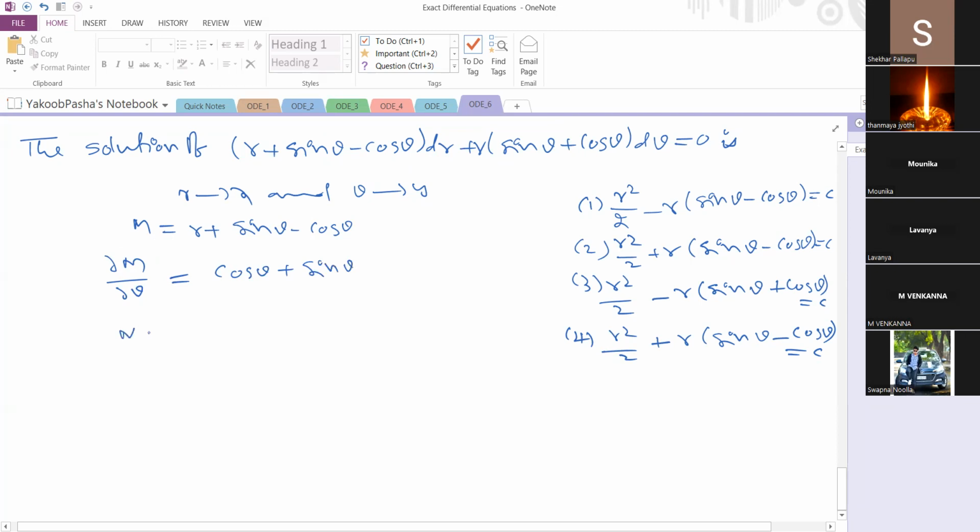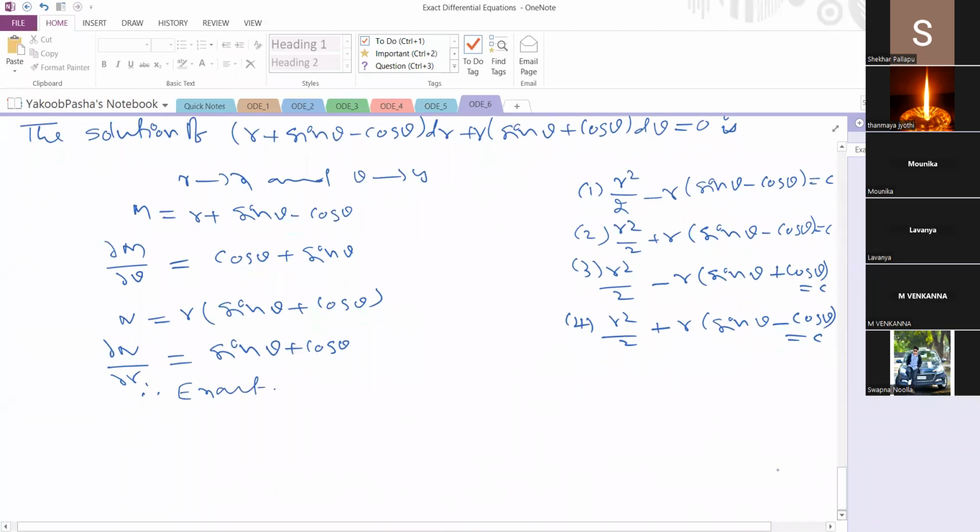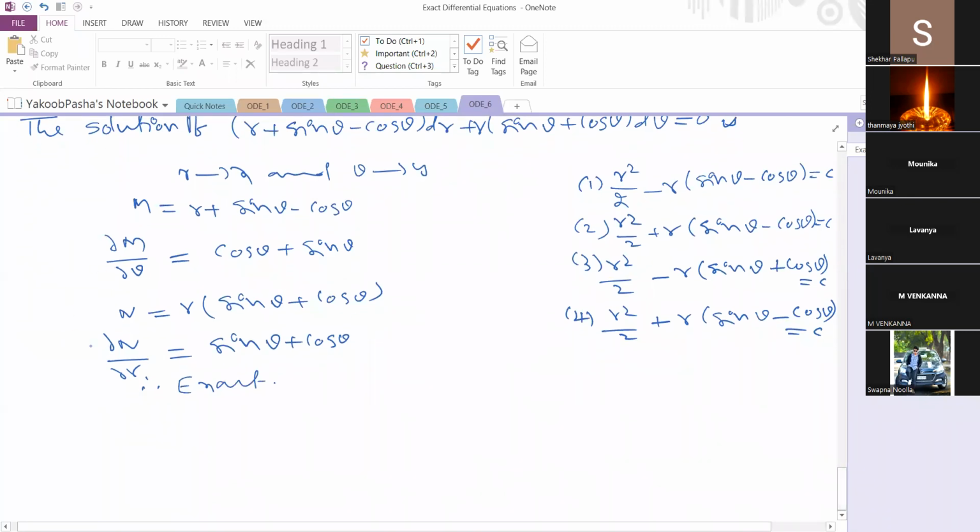Similarly, here N is equal to the coefficient of d theta, that is r of sin theta plus cos theta. So differentiate N with respect to r. So this is equal to 1 into sin theta plus cos theta. So both are equal, dou m by dou theta is equal to dou n by dou r. Therefore, the given equation is exact. Whenever it is exact, we can find the solution by integrating the given differential equation.